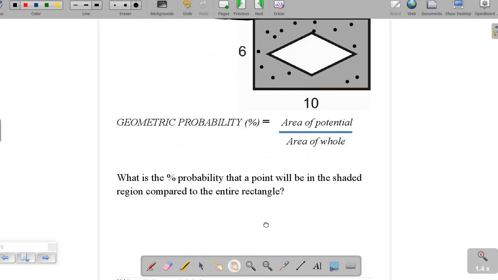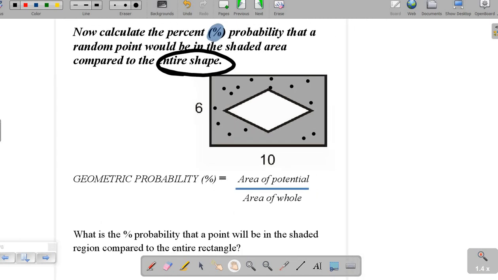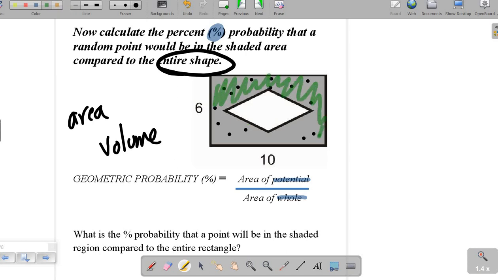Geometric probability is associated with the comparison of area and also the comparison of volume. Comparison of area, comparison of volume. When we do percent probability, it's the area of the potential over the area of the whole. In this case, the area of the potential is this shaded area that we found.